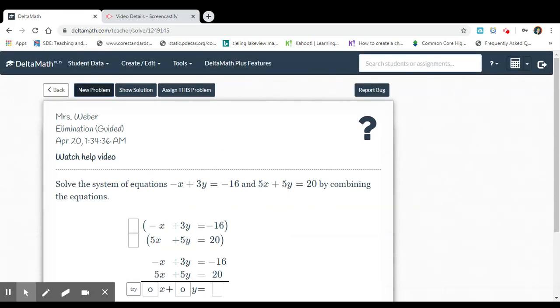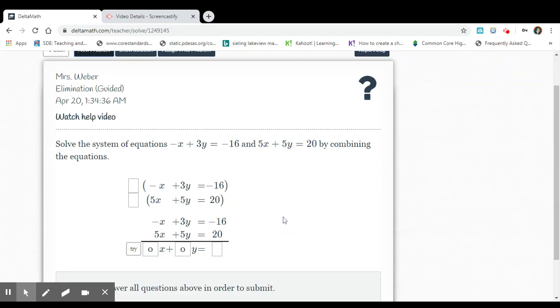I have also assigned this video in Delta Math. I've never done that before, so hopefully it works out well. So I just wanted to show you what it looks like. This is one of the guided practice problems. And it looks a little bit scary at first because it's all on the digital paper, and there's a whole bunch of stuff. But I'm going to break it down with you.